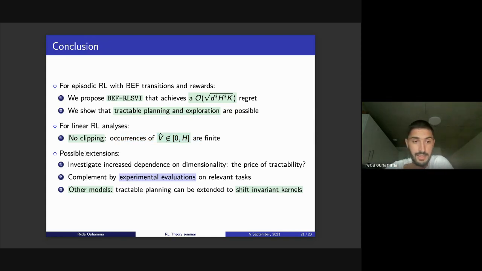Some possible extensions that I think could be nice are to investigate the increased dependence on dimensionality. Some recent papers that I saw, still preprints or under review, try to analyze whether this is the price of tractability, this increased dependence, which is d to the power 3/2, instead of a linear dependence on dimensionality. Also, we would like to have some experimental evaluations in the future, and another possible extension is to have other models than this RBF kernel, moving to any shift-invariant kernel, as I said before, or other types of kernel for which the RFF approximation holds.